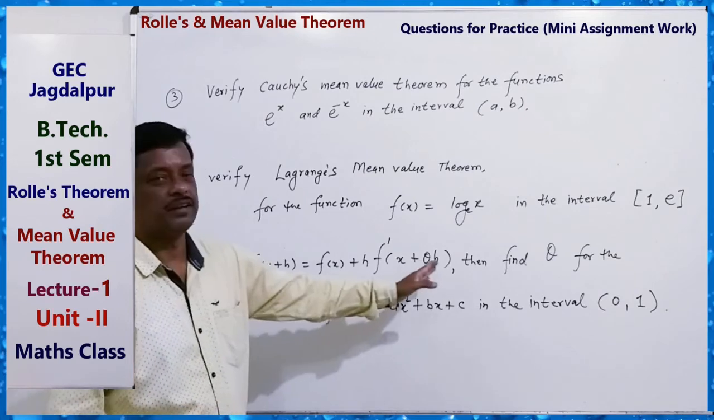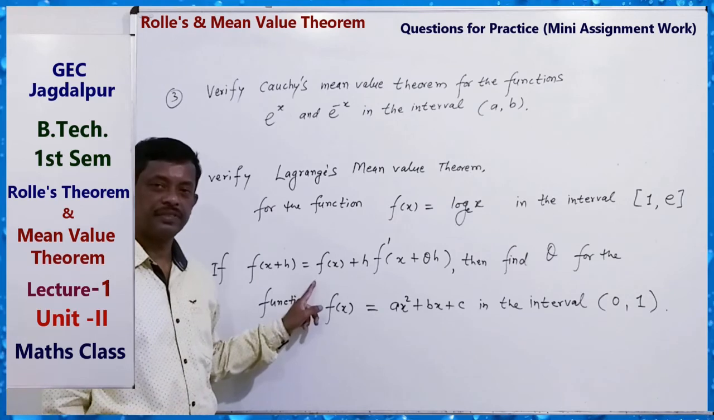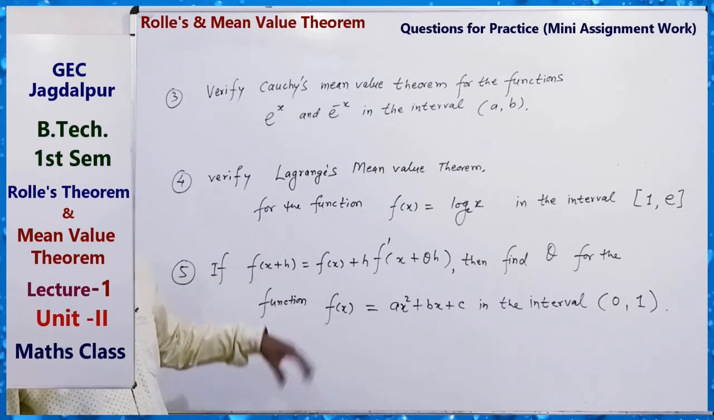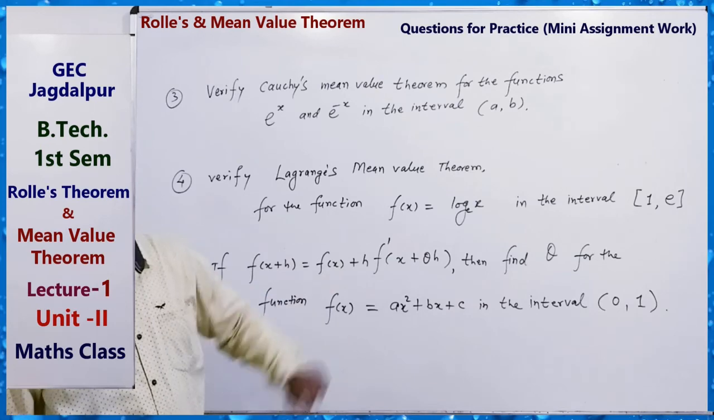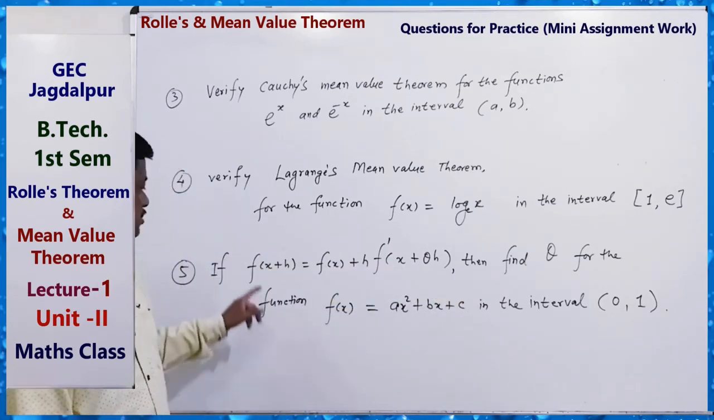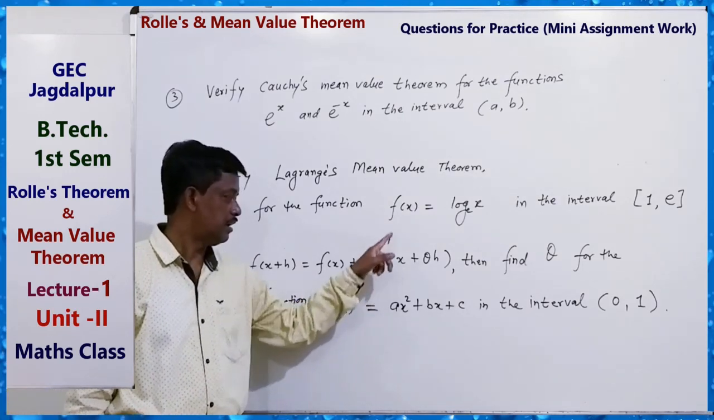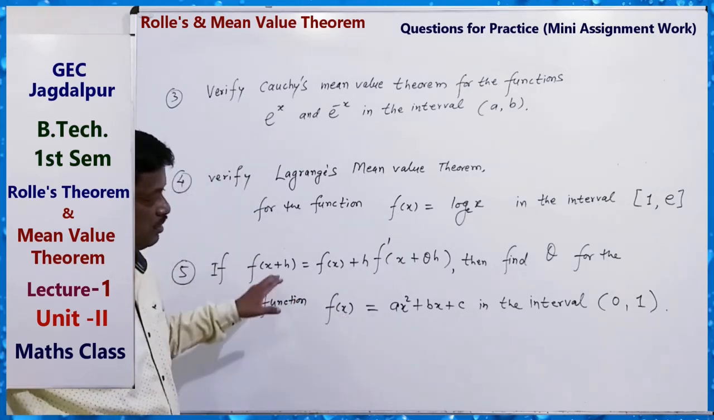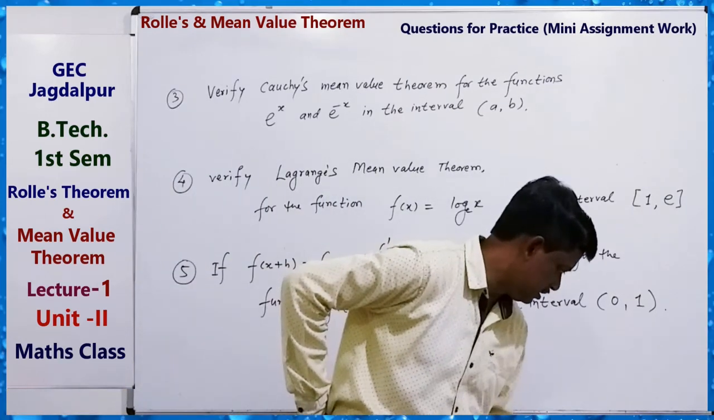Okay, so this is given. This is another form of Lagrange mean value theorem. If this is given, that means Lagrange mean value theorem, we just have to find the value of theta for the interval 0 to 1. So just find all the values f(x plus h), f(x), and also its derivative. Just put all the values here. Okay, so this is a simple process.